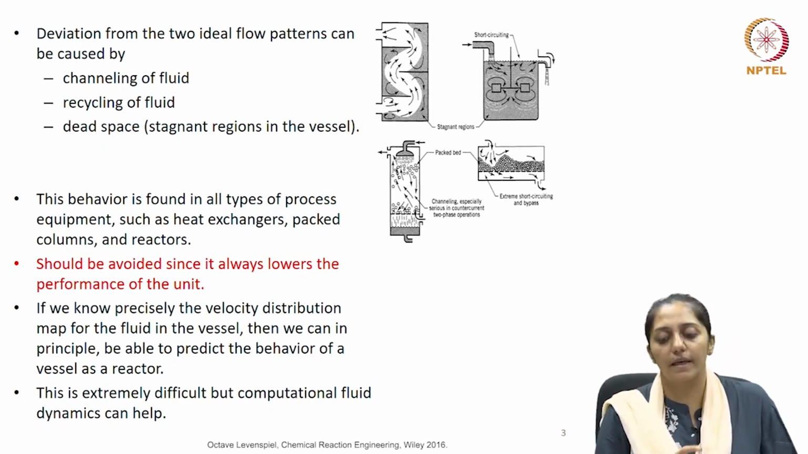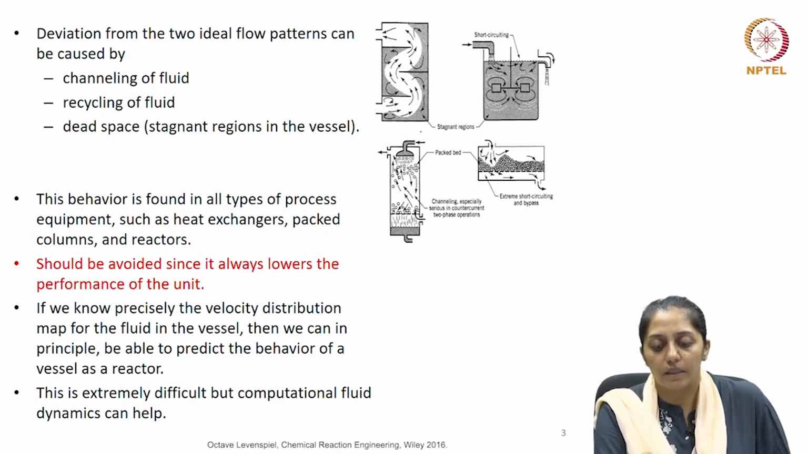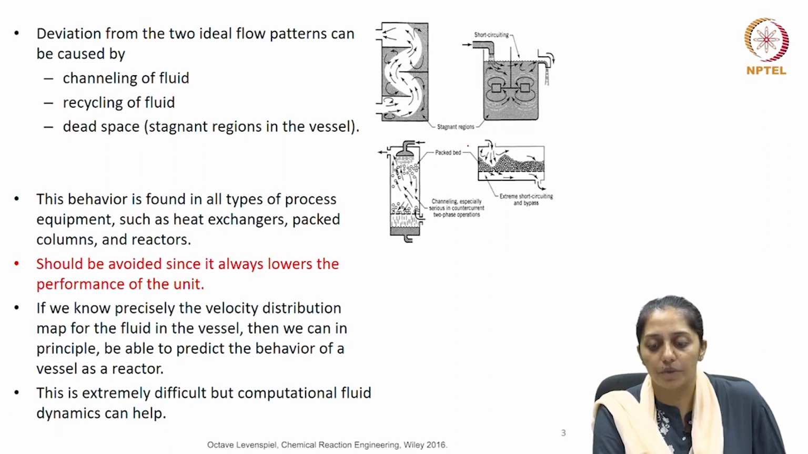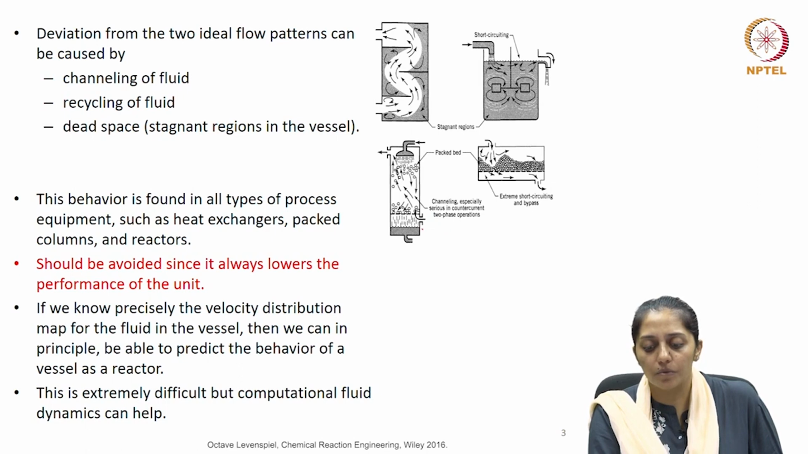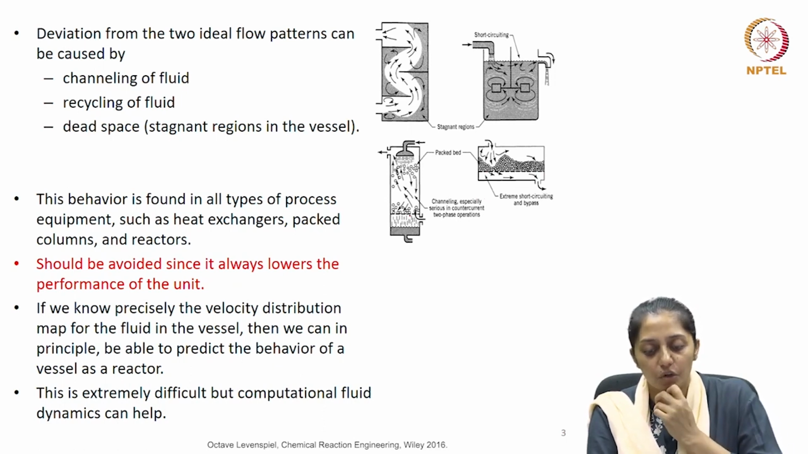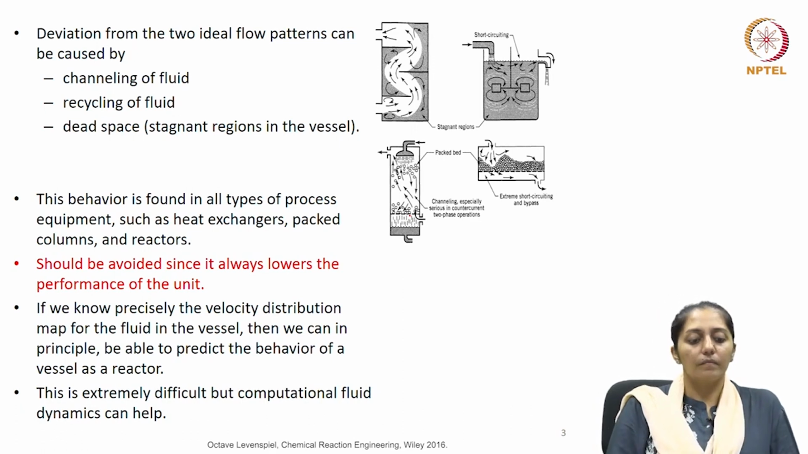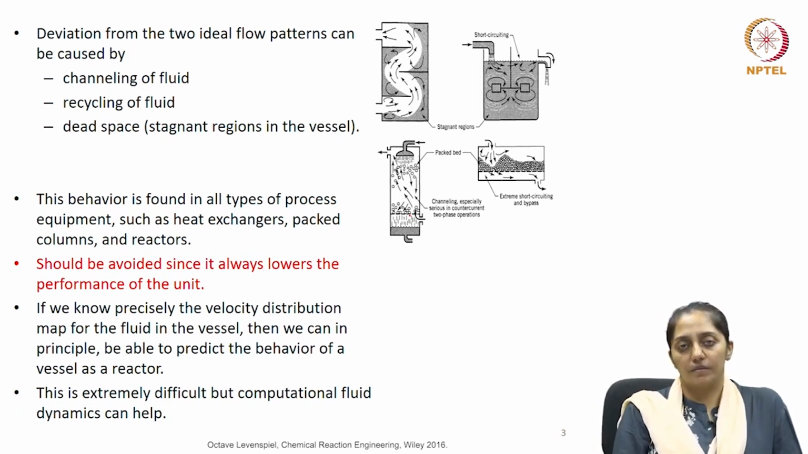So if you see on the slide, various kind of flow patterns have been shown here, including the stagnant regions shown above in the two figures, where there is effectively no mixing happening, no fluid currents are there, and then the bottom two show the channeling and the short circuiting, not going through the entire path but taking the shortest route or the least resistive route.